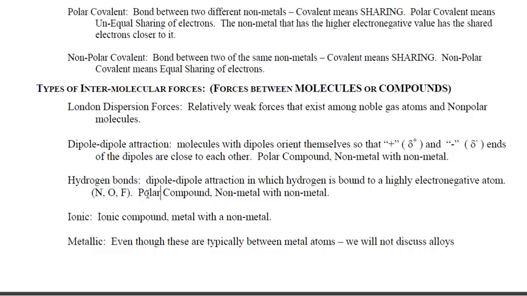Now, what I don't want you to do is draw up the Lewis structure and go, oh, there's a hydrogen, there's a nitrogen, and they're sharing electrons. That sharing is the hydrogen bond. That is incorrect. Hydrogen bonds take place between compounds.